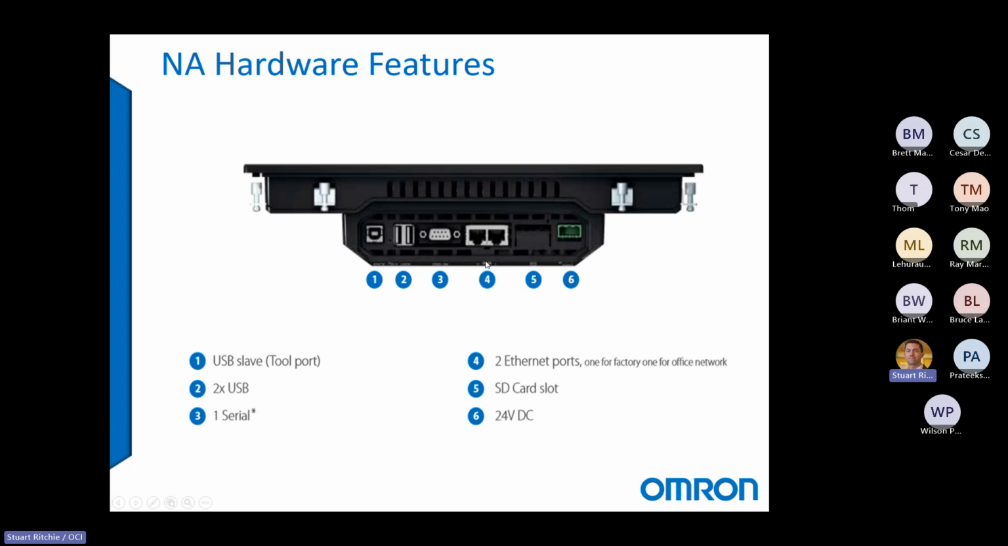And number 4 here, we have dual Ethernet ports, so we can span 2 networks. We could have one connection to the controller. We could have one connection to our corporate network for remote access, that kind of thing. Number 5 is an SD card slot. So just like the USB memory that we use on number 2 here, we can do data logging and we can do program transfer with the SD card almost in the same way you would with a USB flash drive. And number 6, we have our power connector.